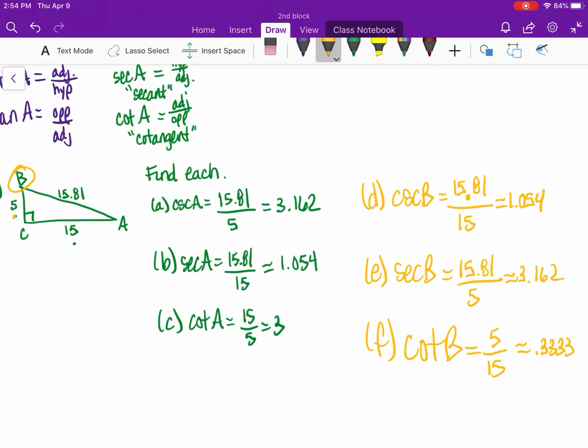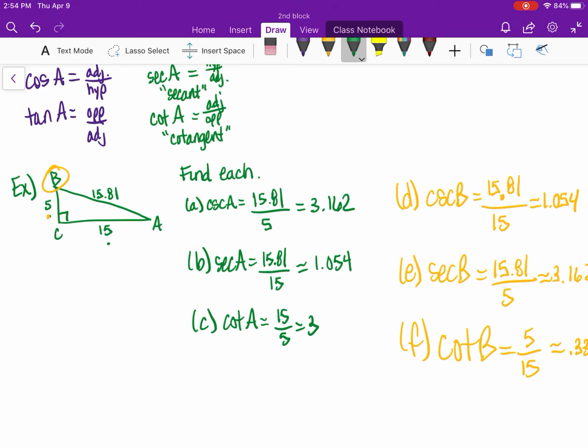Okay, so just remember those reciprocal identities. You just take the formula for sine, cosine, and tangent and flip it. So if you can remember SOHCAHTOA for the formulas for sine, cosine, and tangent, you just need to remember that the reciprocal of sine is cosecant, cosine goes with secant, and tangent goes with cotangent.